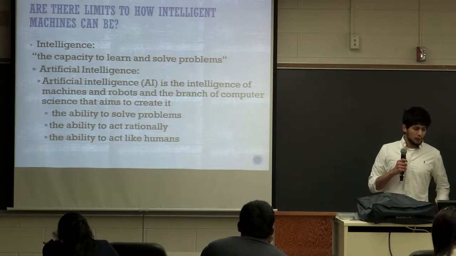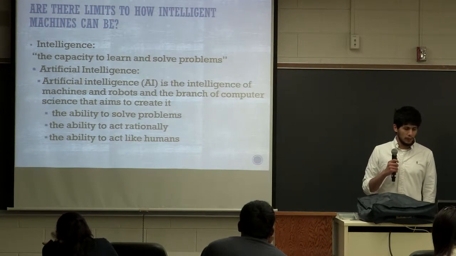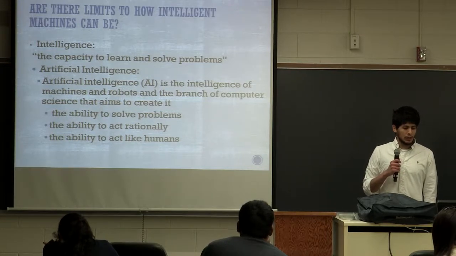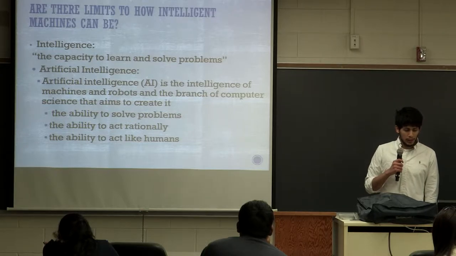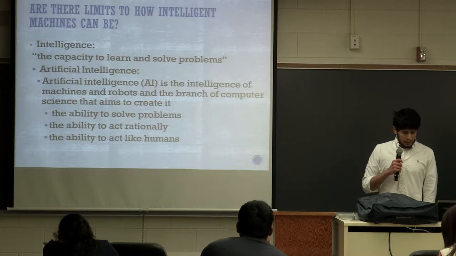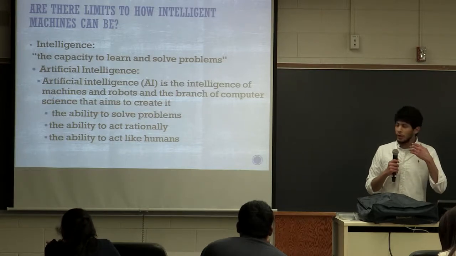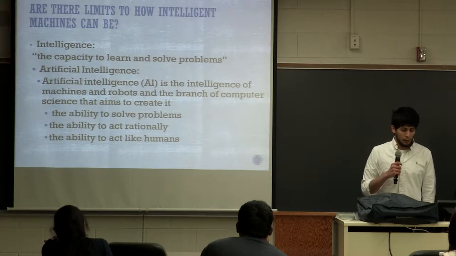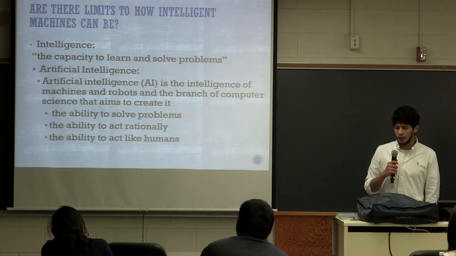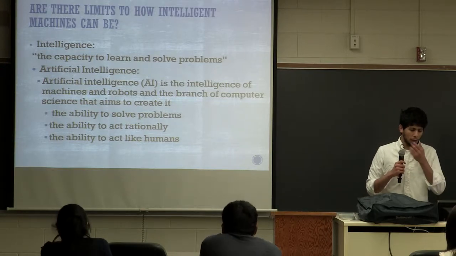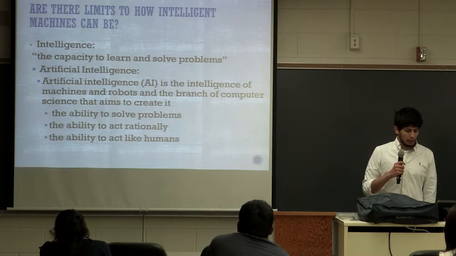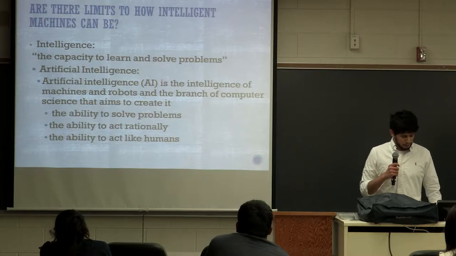First of all, what is artificial intelligence? It's the capacity to learn and solve problems. Artificial intelligence is the intelligence of machines and robots, and the branch of computer science that aims to create it. There are some benefits from having it: the ability to solve problems. In some hospitals, you can have robots do the surgery. Then there is the ability to act rationally, and the ability to act like human beings.